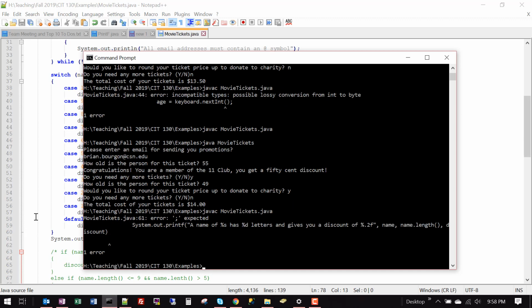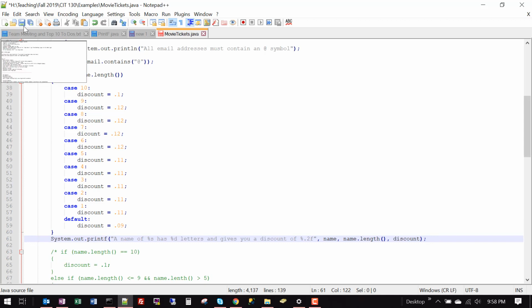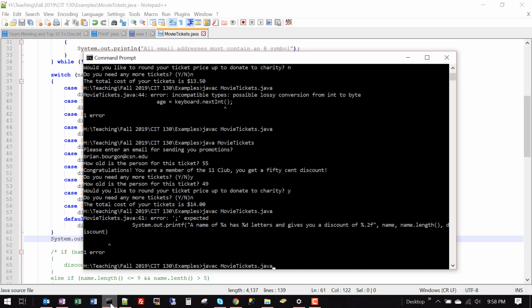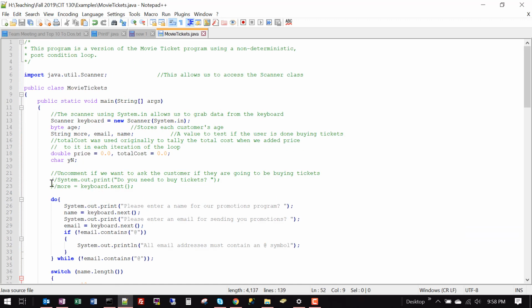I missed a semicolon. One of the things you'll notice right here where this says Java:61, that is where it is finding the error. And you'll see my line numbers are over here. As our programs get longer, you'll see that that's a valuable thing. So now we compile, and I made a mistake. I forgot to declare discount. You guys should have reminded me. I'm just kidding. This is a video, so you're not talking to me.